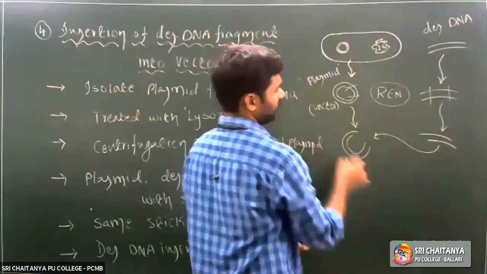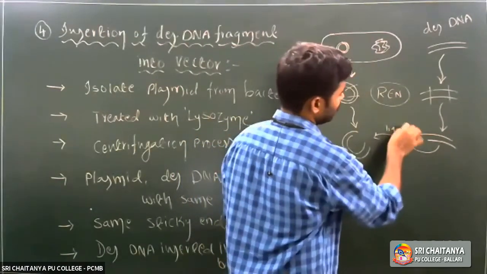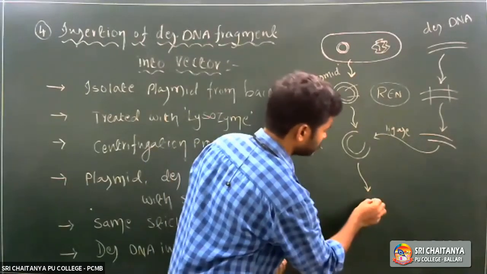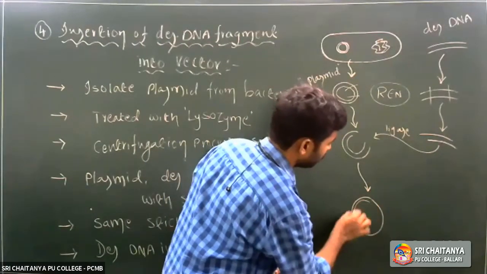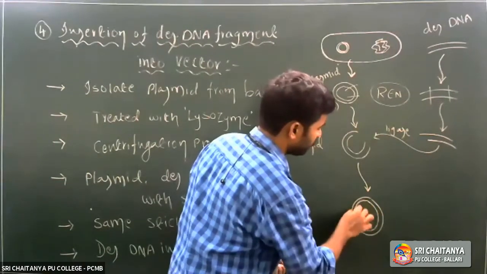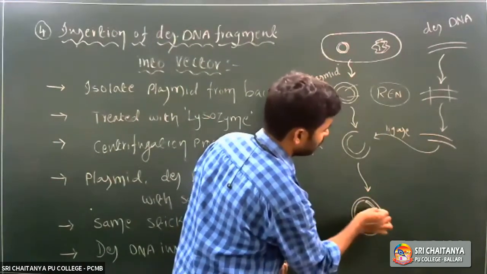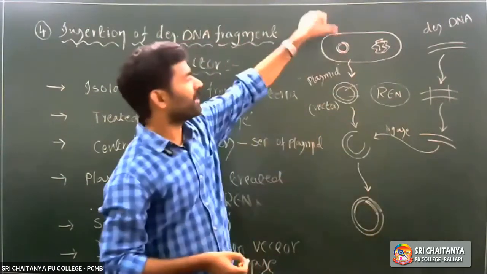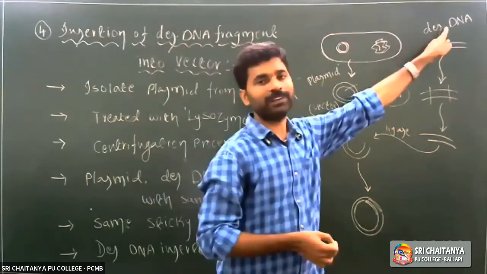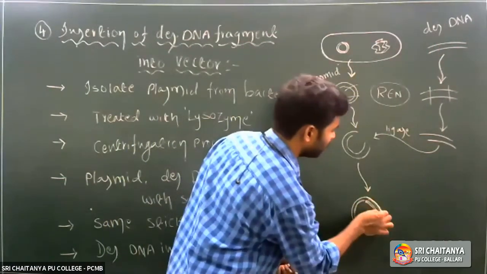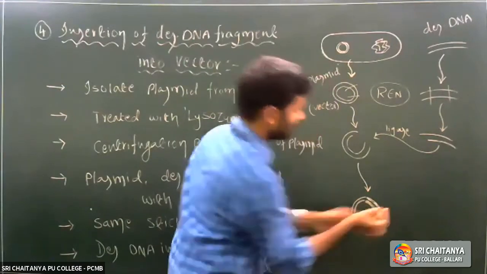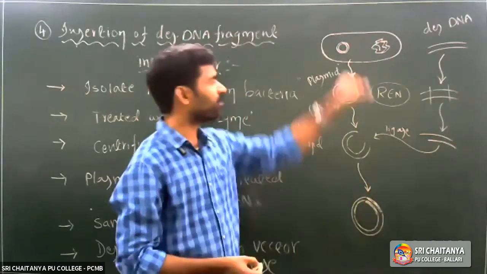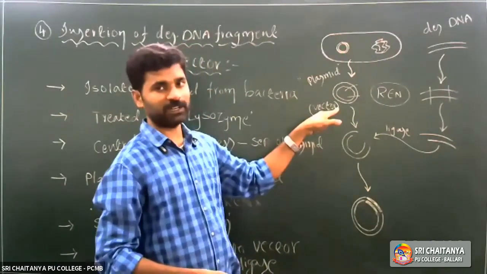Vector or plasmid by using which enzyme? Ligase enzyme, right. It results in the formation of an rDNA molecule. See here, this rDNA molecule has two genomes actually. One is plasmid genetic material and the other one is desirable genetic material. This segment indicates the desirable DNA fragment, and the remaining segment indicates the plasmid or vector genetic material, right?